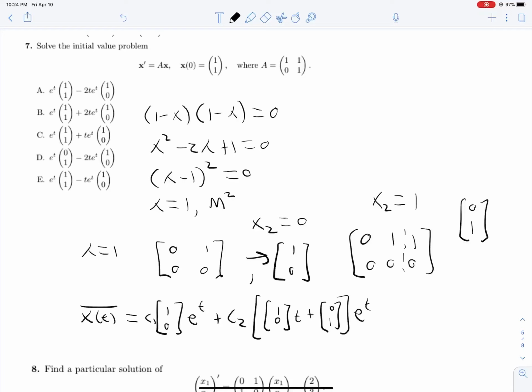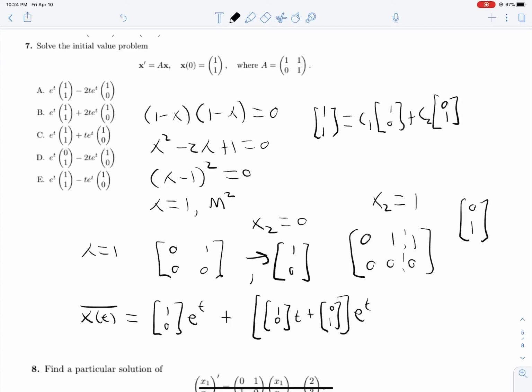So x of 0, we're told, is 1, 1, and that's equal to c1 times 1, 0 plus c2 times this component, which will go to 0, because multiplying by t when t is equal to 0 is also equal to 0. So we have c2 times 0, 1 e to the 0. So solving 1, 0, 0, 1, 1, 1, we see that both c1 and c2 are equal to 1.